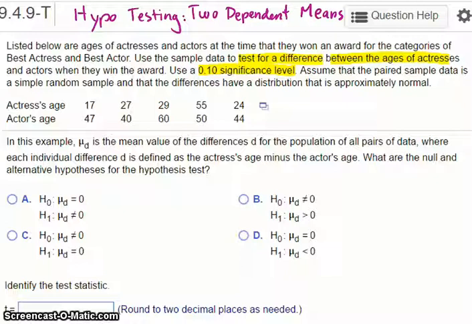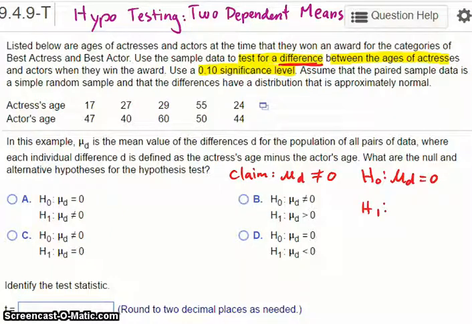Because we're testing for a difference, our claim involves mu sub d, the population mean for the differences, is not equal to 0. To say that there is a difference, another way to say that would be that the mean difference is not equal to 0. Otherwise, if it was equal to 0, the averages of the differences would be equal. The null is always mu sub d equals 0. The alternative in this case, because the claim contains a not equal sign, is the same as the claim: mu sub d is not equal to 0. So the answer would be choice A.